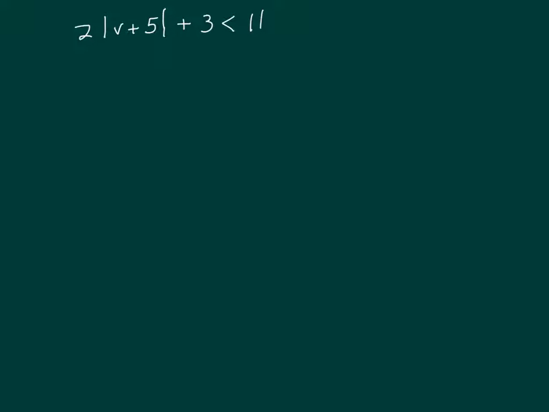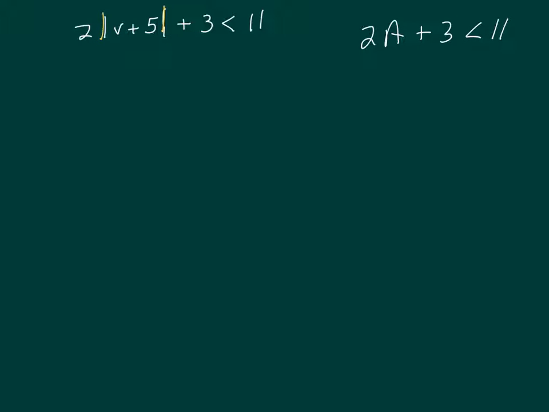So with an absolute value inequality, we're going to build on our skills from section 1.3. And we're going to start by isolating these absolute value bars. And then we'll deal with how to handle the absolute value. So just like before, I'm going to kind of treat this like 2 times the absolute value of some stuff plus 3 less than 11.